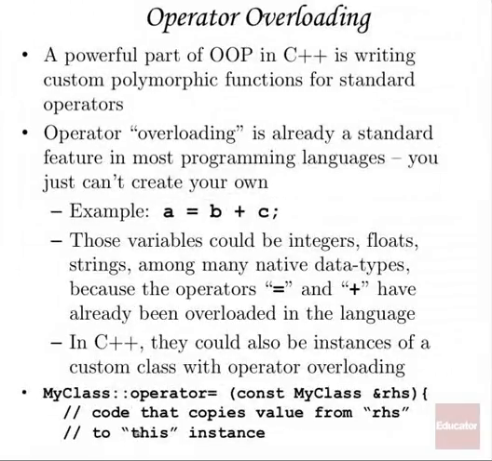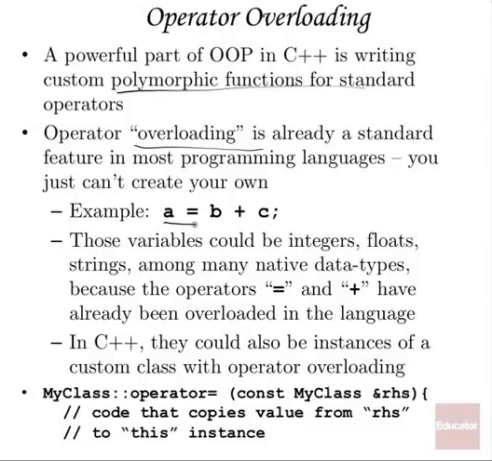Operator overloading is a very powerful part of object-oriented programming in C++. You can write your own polymorphic functions for the standard set of operators, the operators that everybody is used to using for the specific types of things that they do. Now, it's already pretty much a standard feature in almost every programming language. It's just that you can't create your own.